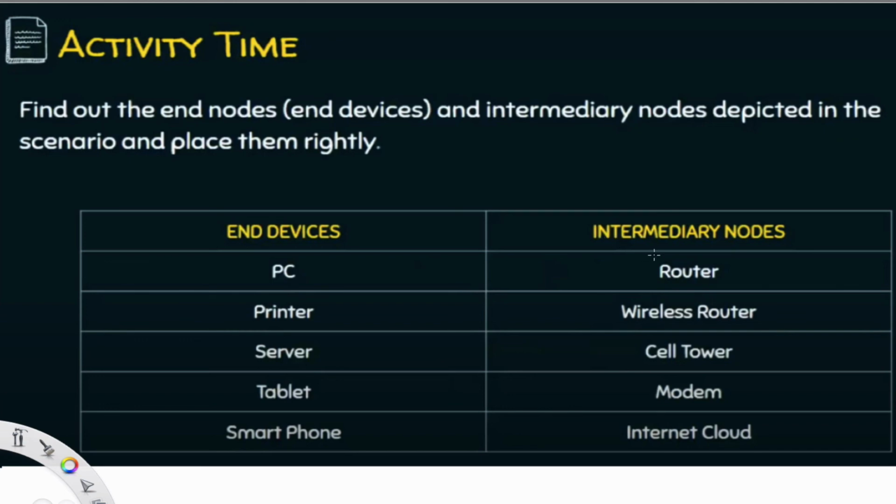But those that help to transfer the wireless signals, like the internet, if something is helping us transfer the internet, those are called intermediate nodes. That's router, wireless router, cell tower, modem, and internet cloud.